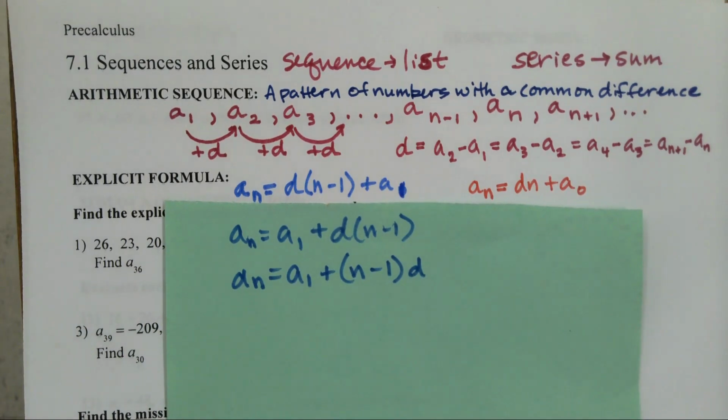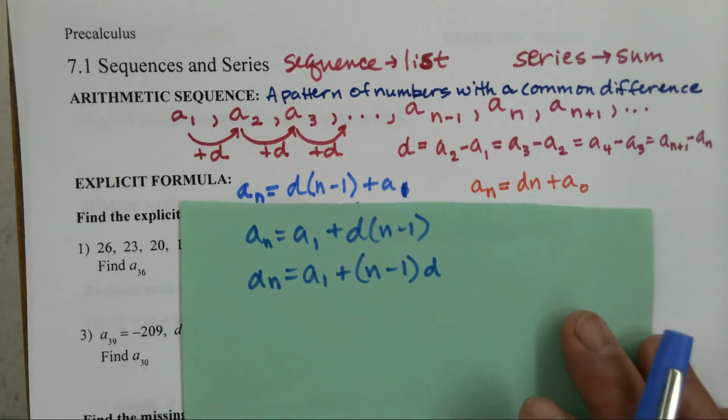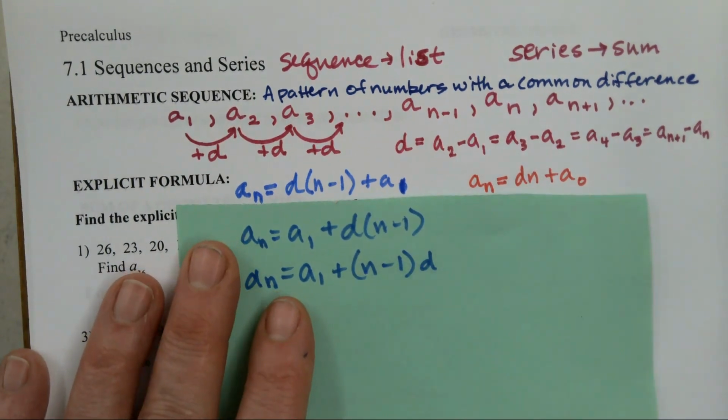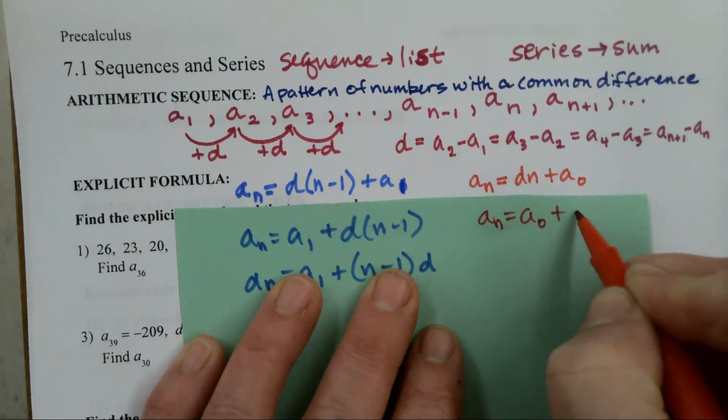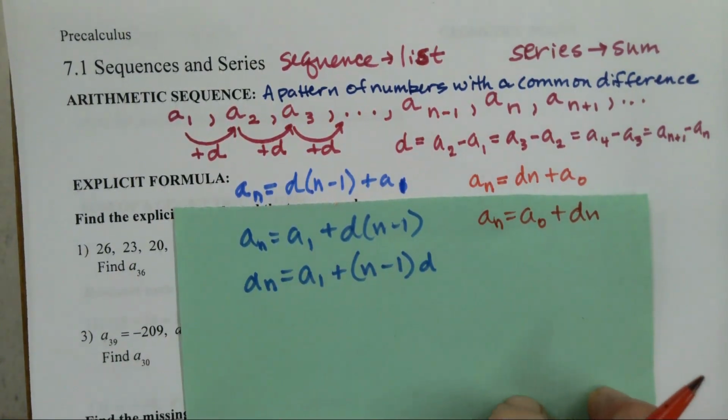I write it in this form here because it looks more like a linear equation, like slope-intercept form, when it's simplified. This is like y equals mx plus b. And that represents the same thing. Arithmetic sequences are very linear. Okay? This one is also sometimes written as a sub n equals a sub 0 plus dn. And again, the reason that I write it the other way is because I like the connection to slope-intercept form.